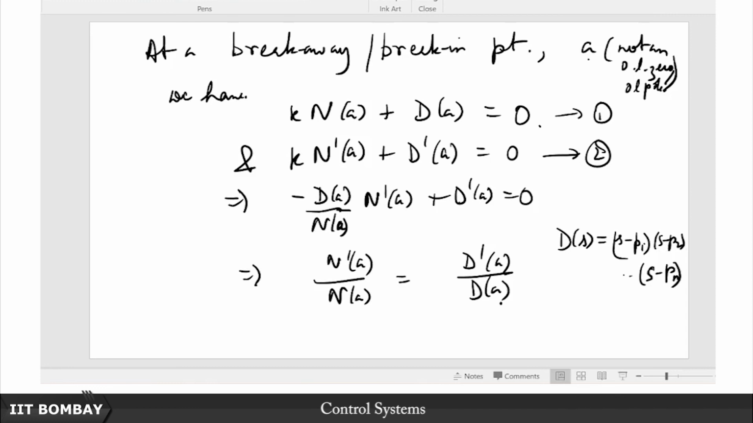If it's s minus p1 squared, we are just writing it as s minus p1 into s minus p1, right? Simple enough. Similarly, we write N(s) as s minus z1 dot dot dot till s minus zm. Now what is the derivative? If you apply the chain rule of differentiation, for every term, how many terms will there be? There will be n terms in the derivative. So in D dash there will be n terms, in N dash there will be m terms.